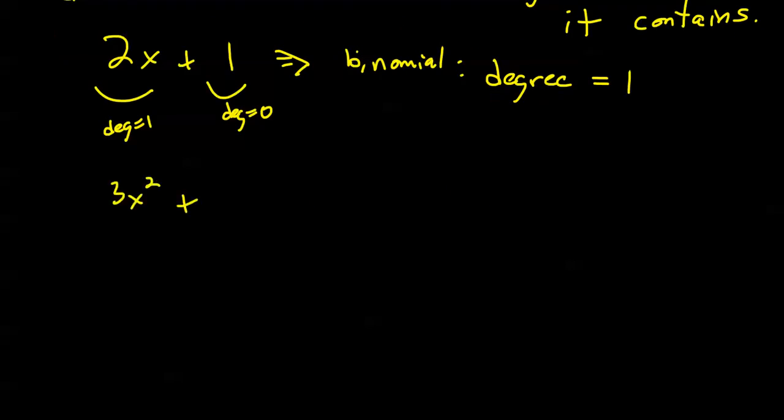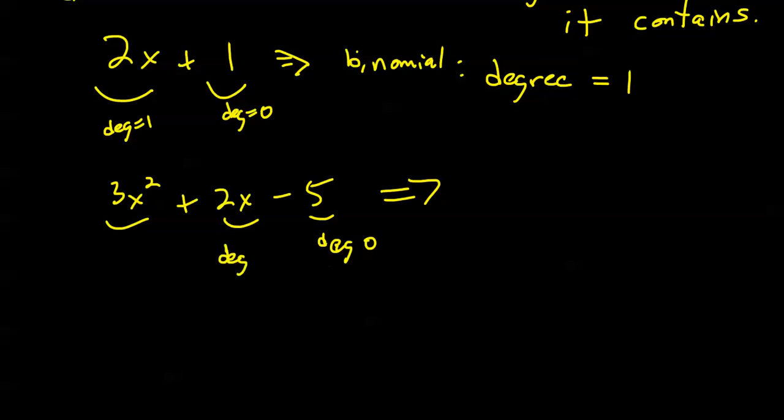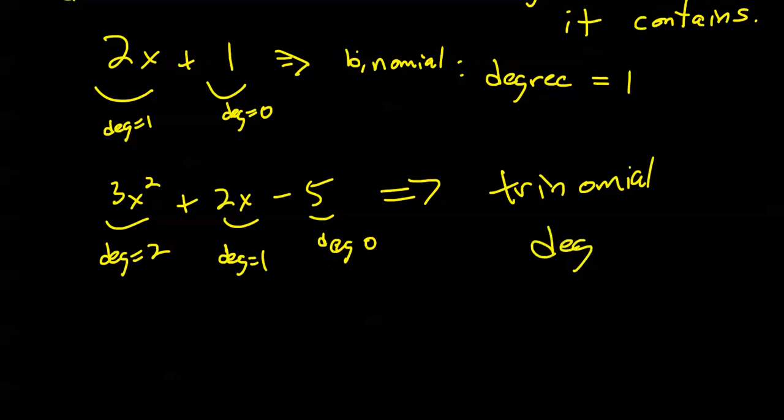3x squared plus 2x minus 5. Well, here we've got a sum of 3 monomials. This constant, minus 5 here, that's the degree 0 monomial. This 2x, that's degree 1, and of course this highest degree monomial is degree 2. So I will call this a trinomial of degree equals 2. The degree of a polynomial is the degree of the highest monomial that it contains.